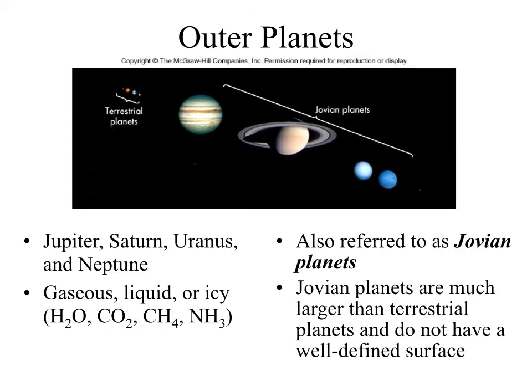The outer planets are Jupiter, Saturn, Uranus, and Neptune, and they are mainly made up of gaseous and liquid ice. Again, as mentioned, we refer to these as Jovian planets. Jovian planets are much larger than terrestrial planets and do not have a well-defined surface.